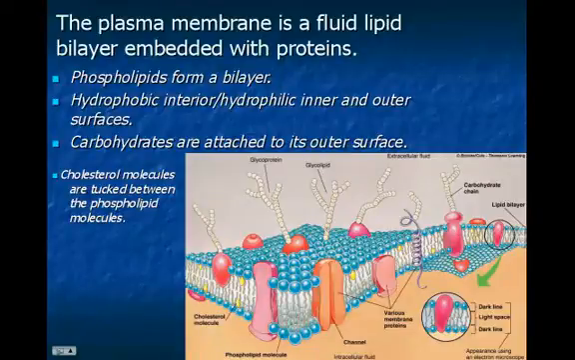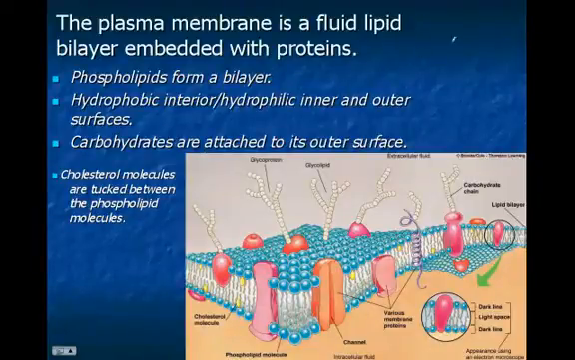So let's talk a little bit more about the plasma membrane, and then we'll come back and talk about the organelles inside the cell. So the plasma membrane is what we like to call a fluid lipid bilayer. And you're going to see it's embedded with all of these proteins.